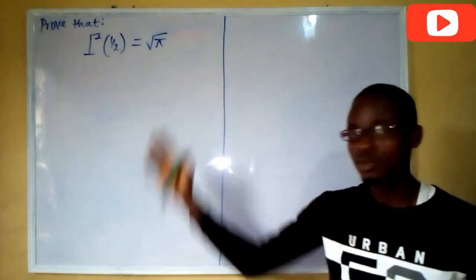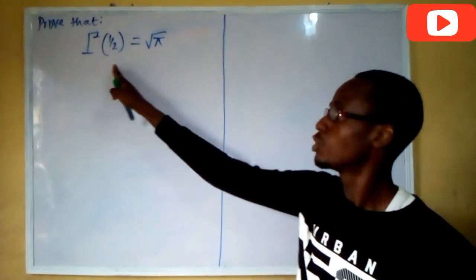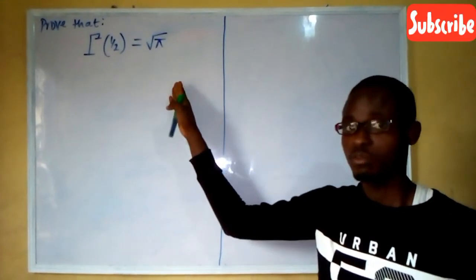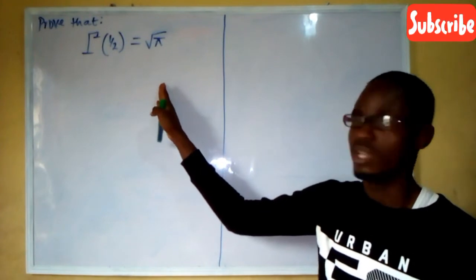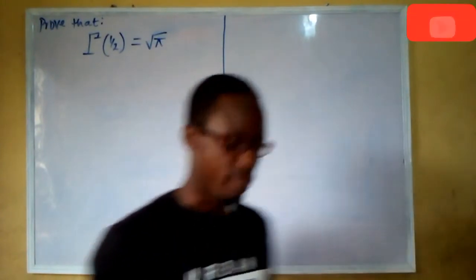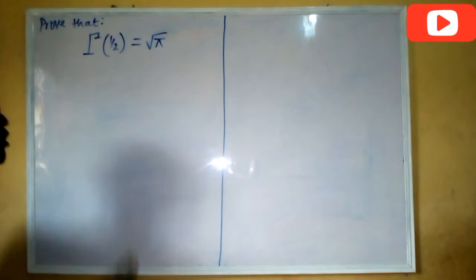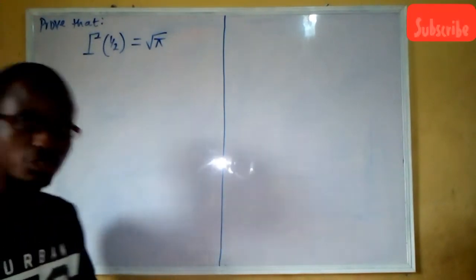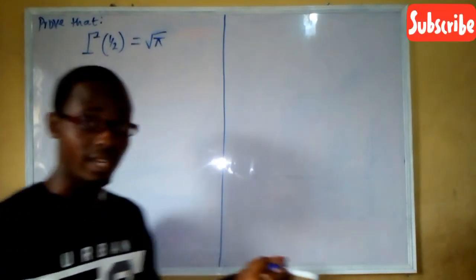This content is meant to prove that the gamma function of 1/2 is equal to the square root of pi. So how can we actually prove that? Let's start. From the other video we explained it, but we just have to make it clearer.